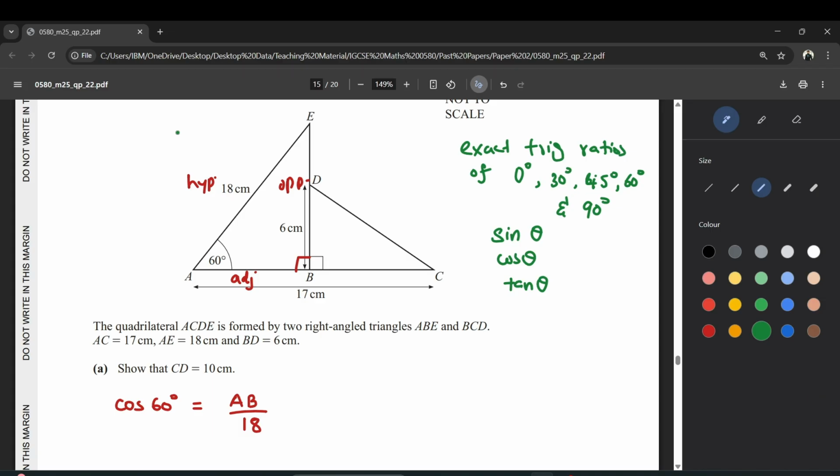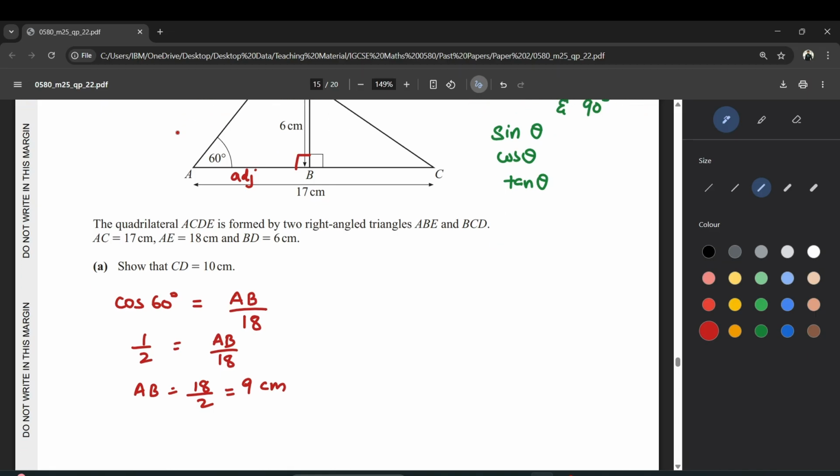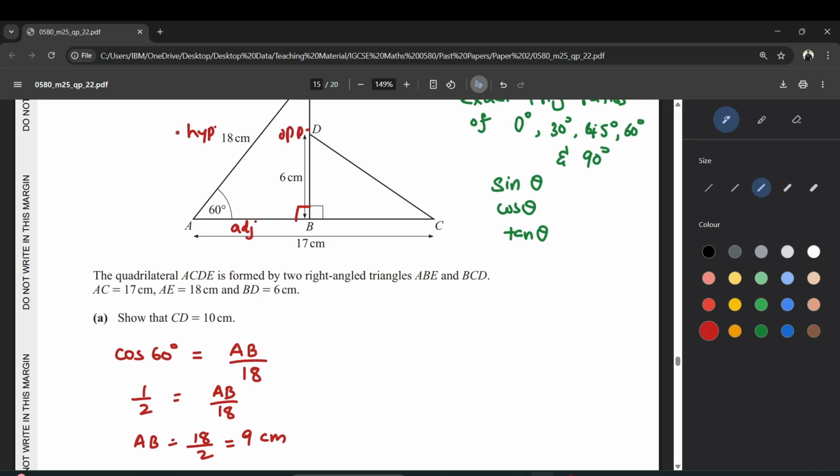Okay. Now, cos of 60 is actually half. This is 1 upon 2 equals to AB over 18. 18 multiplies on the other side, so that is 18 upon 2, which is equal to 9 centimeters. Now we know that AB is 9 centimeters. We can work out BC. BC is equal to 17 minus 9, which is equal to 8 centimeters. Okay. Now that we have found what BC is, we know what BD is, we can find out CD.